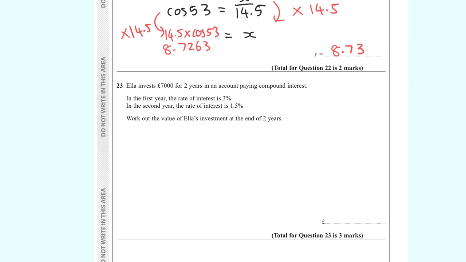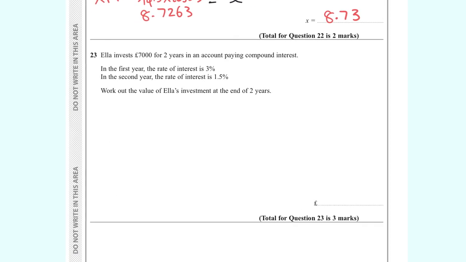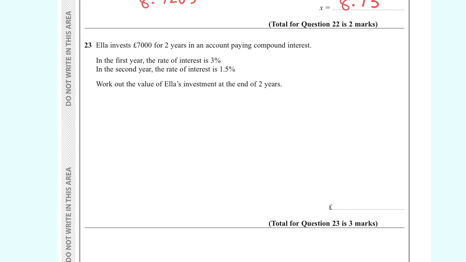Okay. A bit about interest rates. Quite useful for life, actually, and all sorts. Ella invests 7,000 for 2 years in an account paying compound interest. That's good to know. There are different types of interest. There's simple and compound. The first year the rate of interest is 3%. The second year the rate of interest is 1.5%. Work out the value of Ella's investment at the end of the 2 years.